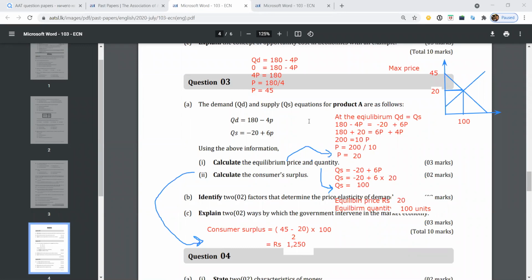This is how we calculate equilibrium price, equilibrium quantity, and consumer surplus. Right.